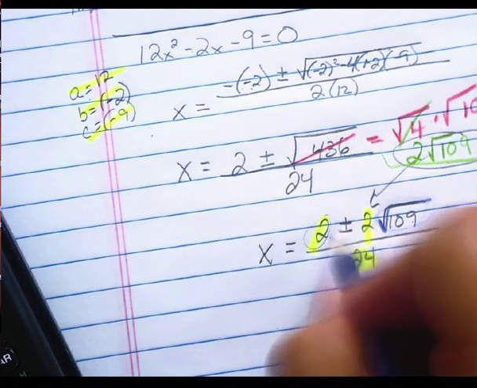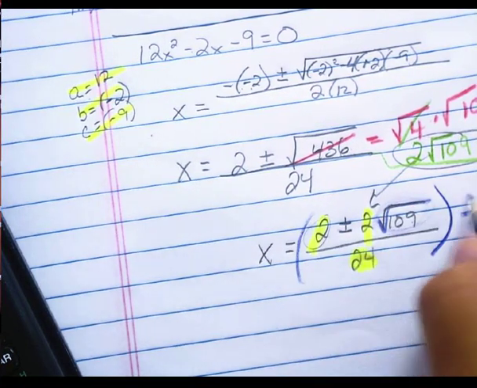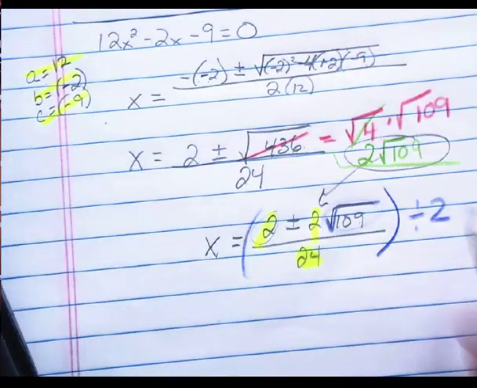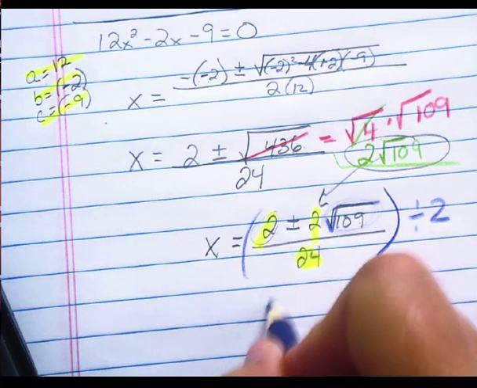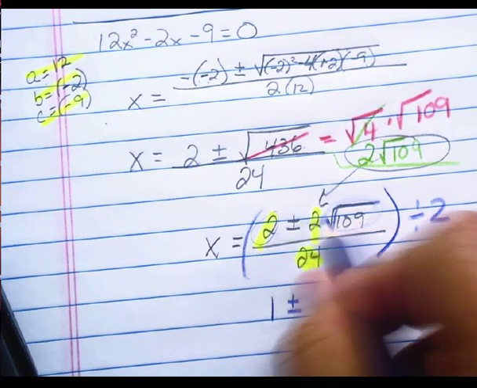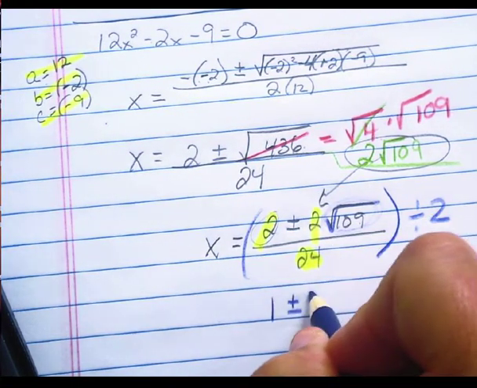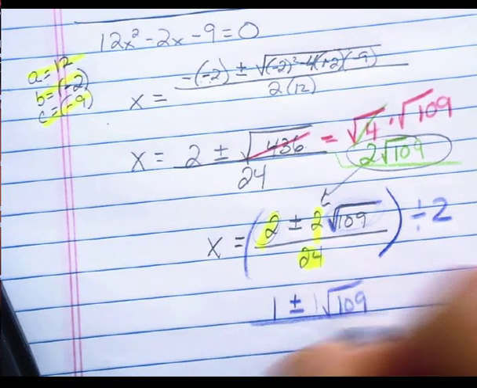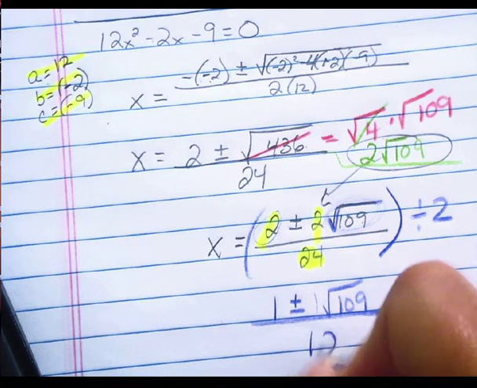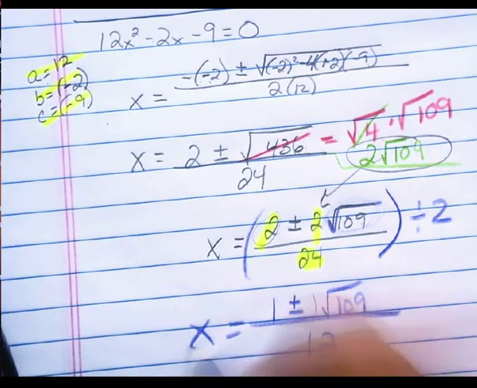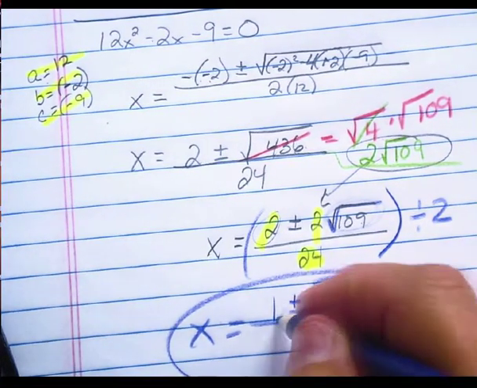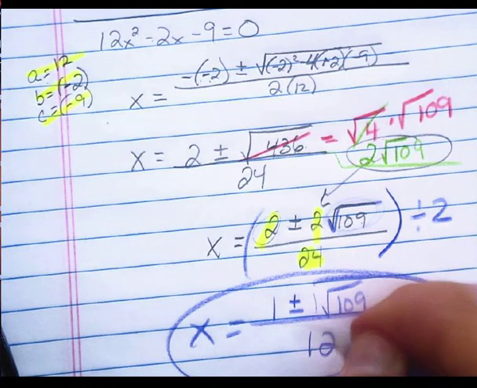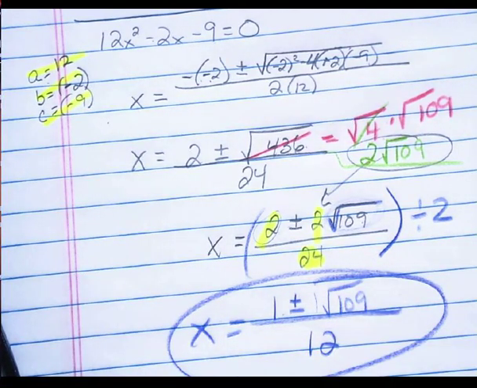So if I divide each term by 2, 2 divided by 2 is 1, plus or minus 2 divided by 2 is 1. I don't have to put the 1 there, but radical 109. And then 24 divided by 2 is 12. So x equals those two: 1 plus radical 109 over 12 and 1 minus radical 109 over 12. So that is the quadratic formula. That's what you're going to be doing.